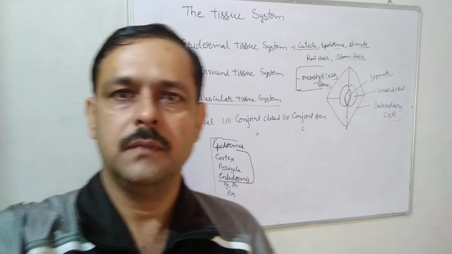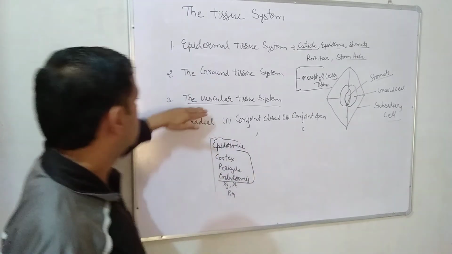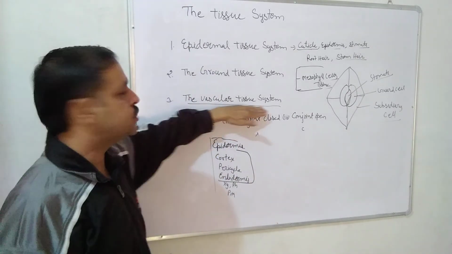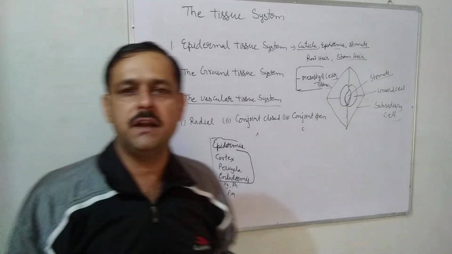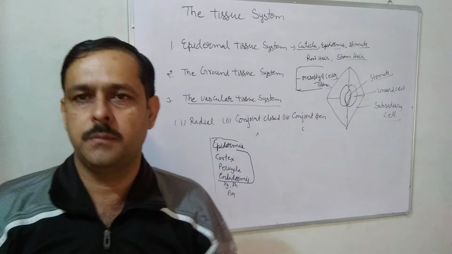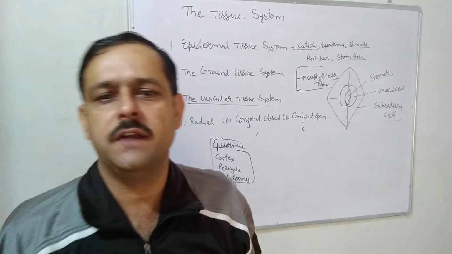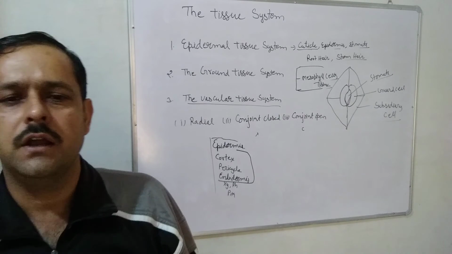Now, third, the vascular tissue system. It is comprised of xylem and phloem. The vascular system consists of complex tissue, permanent complex tissue, the phloem and the xylem. The xylem and the phloem together constitute the vascular bundle.